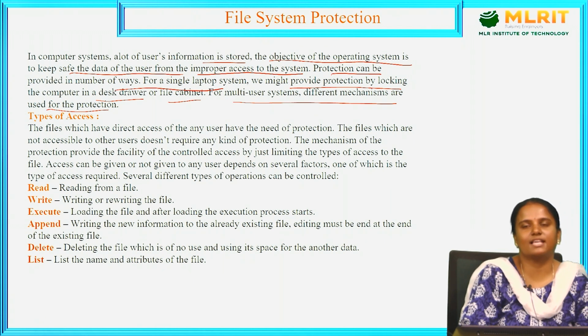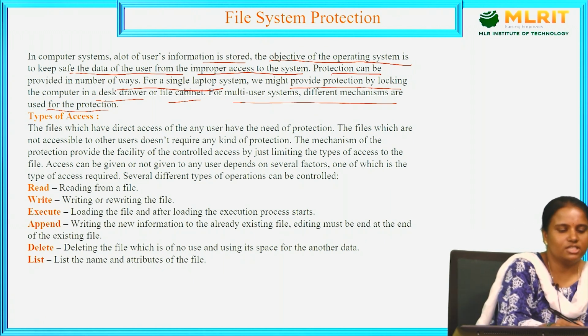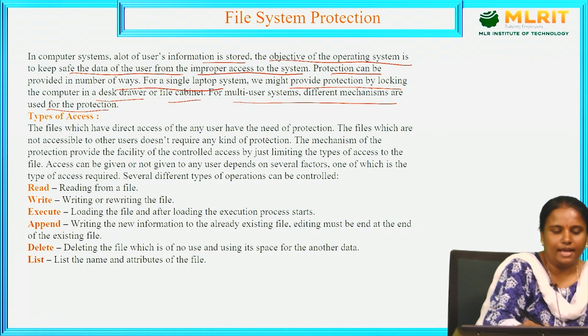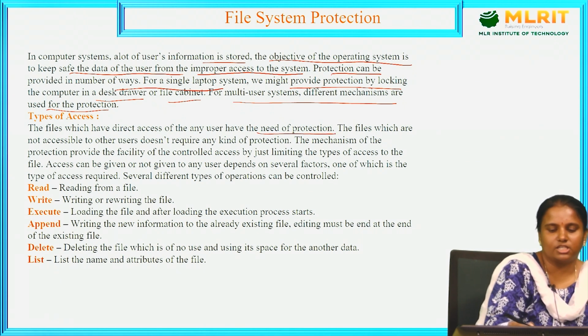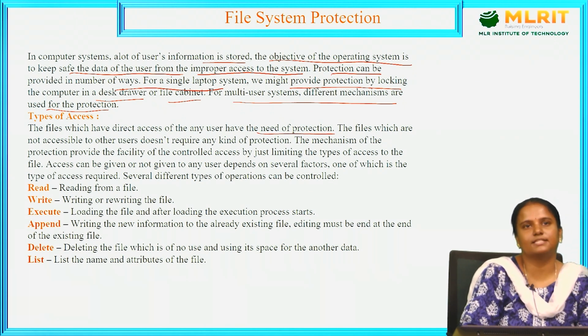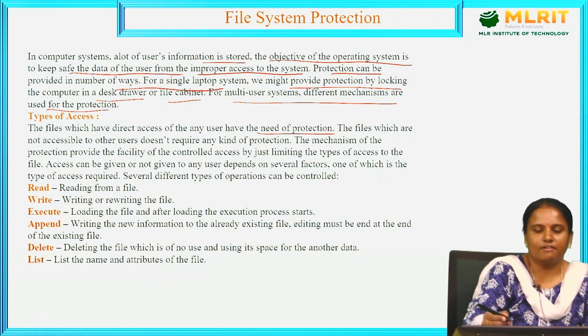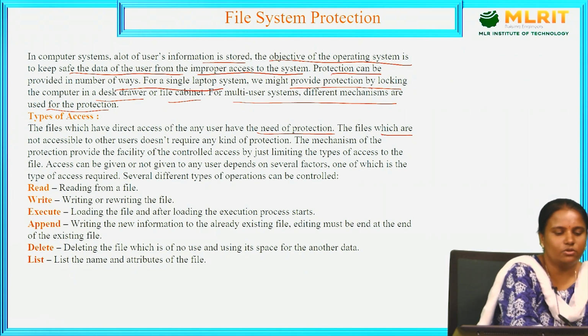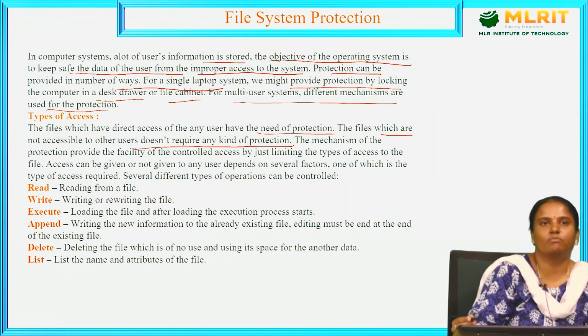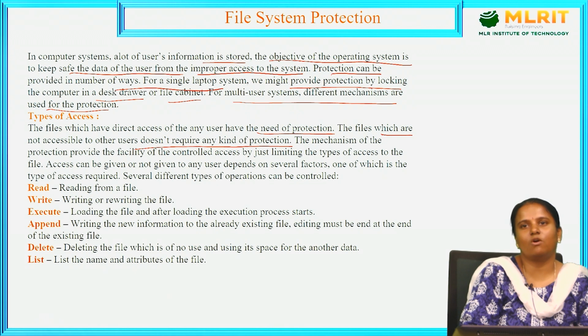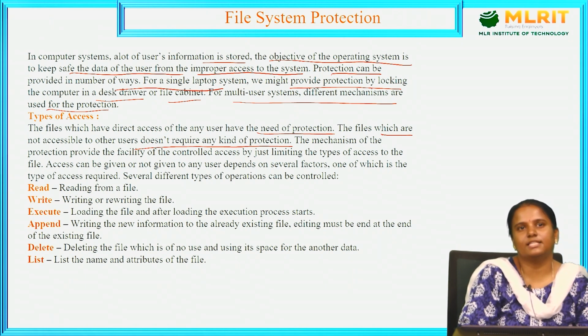So, types of accessing these files. The files which have direct access for any user have the need of protection. Files may have different access or may be accessed directly, so they need protection. The files which are not accessible to other users do not require any kind of protection. The files which are unwanted cannot be protected and everyone can use those files. Why? Because we do not protect files which are not necessary or not required. For those, protection is not required.